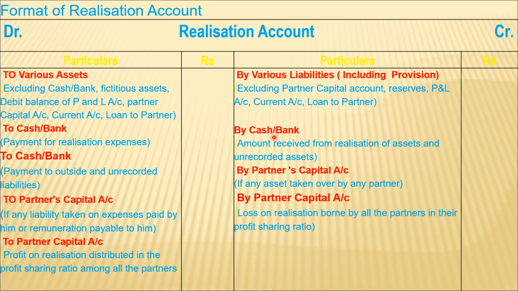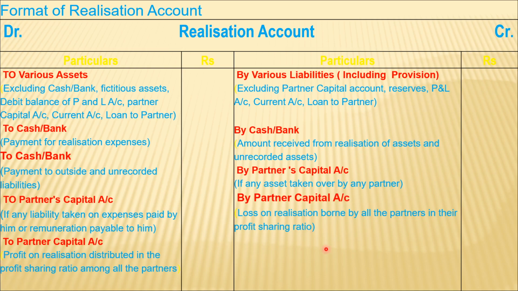Similarly, this side will be cash inflow for sale of asset or unrecorded asset disposed at the time of closing of business. So by cash or bank account. If any asset takeover, then by partners capital account. If loss, then by partners capital. If profit, then to partners capital.